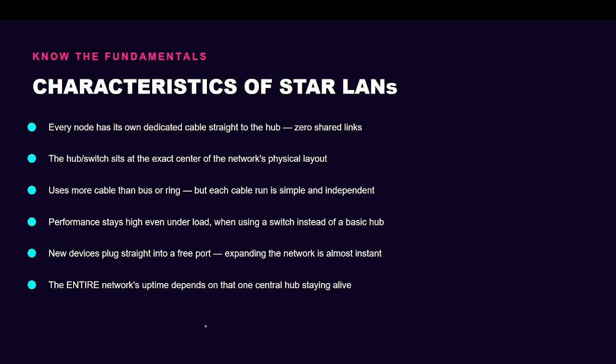Characteristics of star LAN. First, every node has its own dedicated cable straight to the hub, zero shared links. The hub switch sits at the exact center of the network's physical layout, uses more cable than bus or ring, but each cable run is simple and independent. Performance stays high even under load.